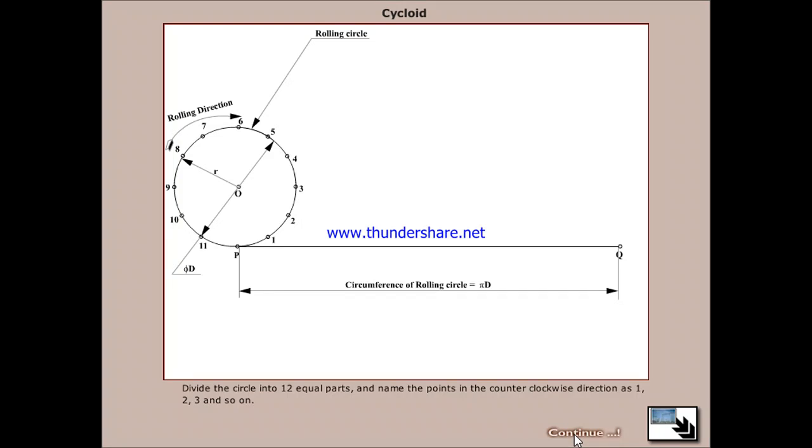Now divide the circle into 12 equal parts and name the points in the counterclockwise direction as 1, 2, 3 and so on. Now imagine that when the rolling of the circle takes place, the numbers 1, 2, 3, 4, 5, 6 etc. will move over that.